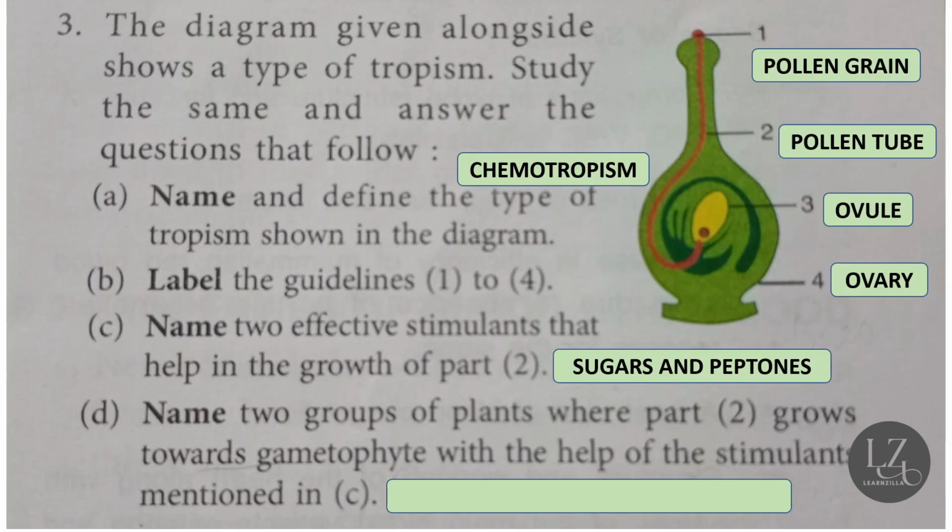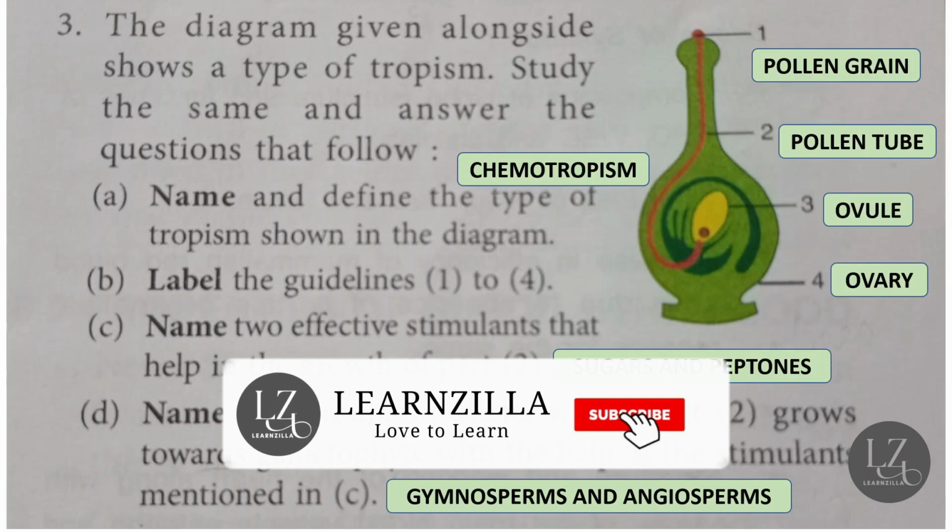Sugars and peptones. Name 2 groups of plants where part 2 grows towards gametophyte with the help of the stimulants mentioned in C. Okay, in which category of plants or group of plants is this happening? It takes place in case of gymnosperms and angiosperms. Angiosperms are the flowering plants, right? So, this is one important question from tropism, which is part of chemical coordination in plants.